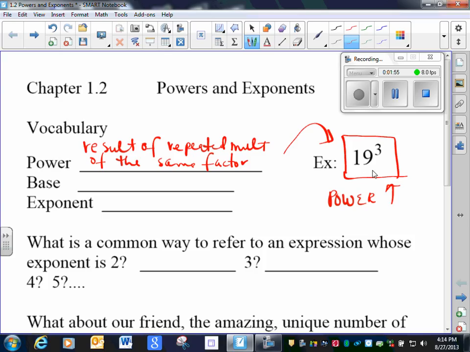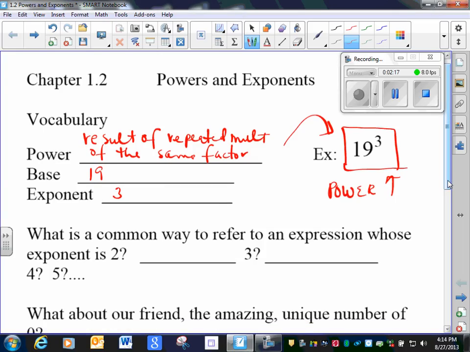The power is made up of two parts. The base, which is the 19, and the 3, which is the exponent. The exponent tells you how many times to repeat the base as a factor. So, using this little shorthand method, we can make writing really long multiplication problems much simpler and more accurate.